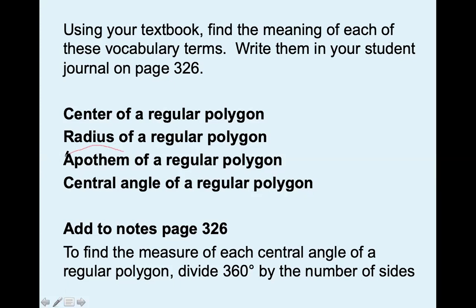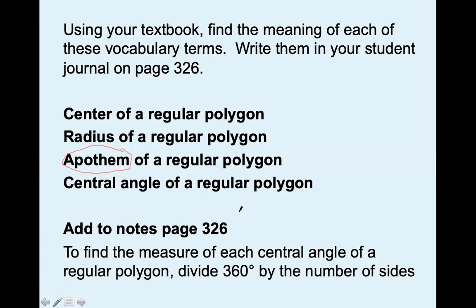Notice it's apothem, not to be confused by an opossum, a little woodland creature. It's important you understand the difference between these two. Central angle of a regular polygon, make sure you know that too. You need to add this to your notes on page 326. If you look on 326, you'll see a note space at the very bottom of the page. Be sure to add this. And it says to find the measure of each central angle of a regular polygon, you divide 360 degrees by the number of sides.